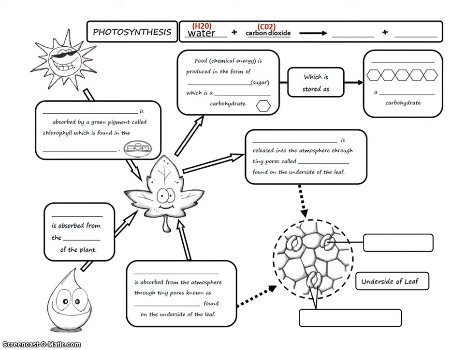You'll notice that the sun is not actually included in the equation. That's because it's the energy that's needed to make this happen, but it's not actually a reactant. So we put the sun over the arrow. It provides the energy for this reaction to take place.